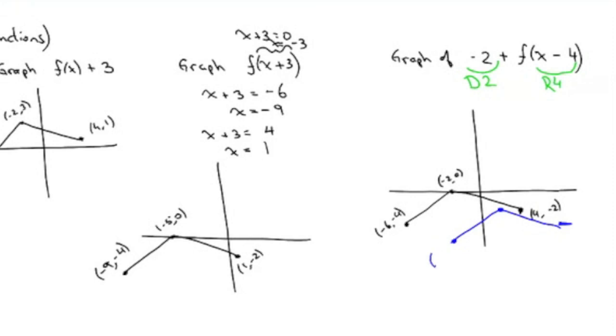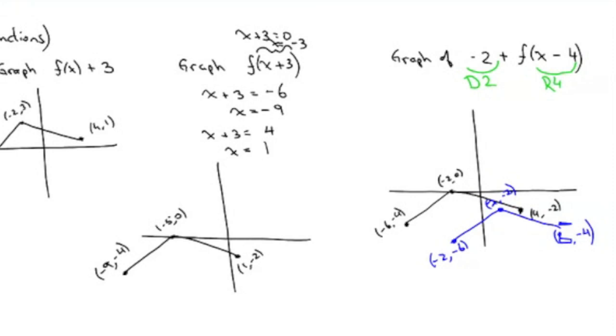So what is the coordinate of this first point? Negative 2, negative 6. This one? 2, negative 2. 8, negative 4. And that would be the coordinates of the new function. It gives you a new domain and a new range. Okay, those are the simple ones.